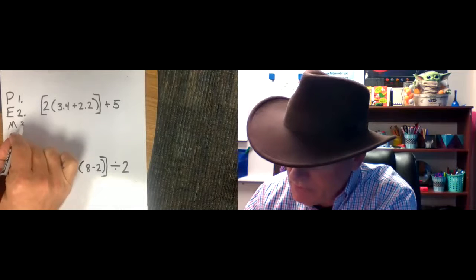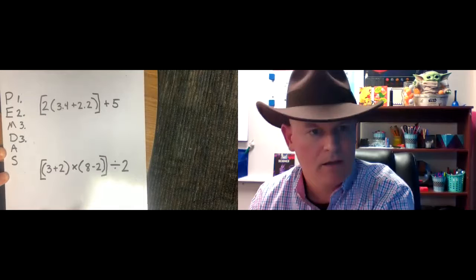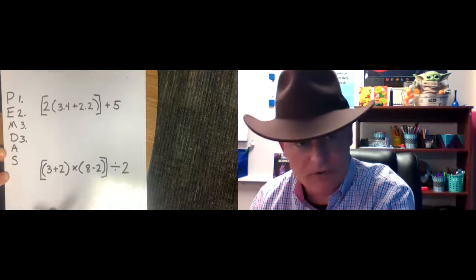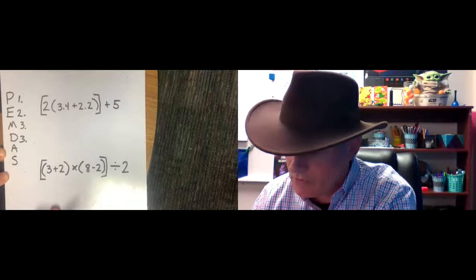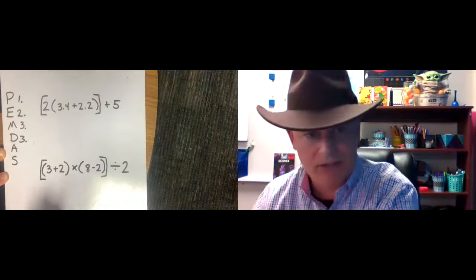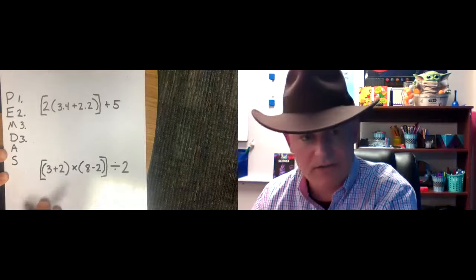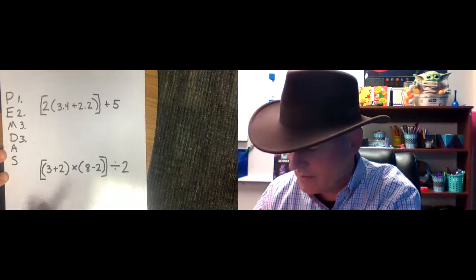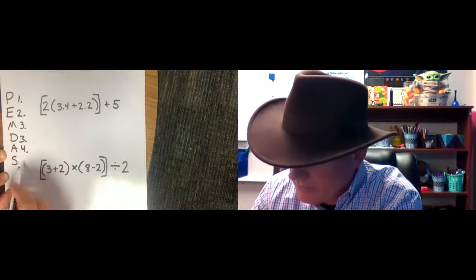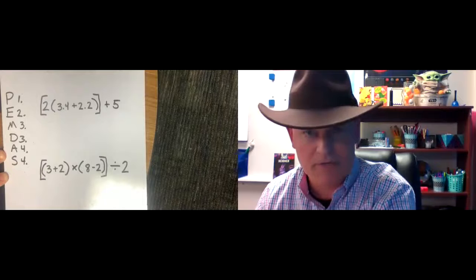Multiplication and division both get a number 3. Why is that? Because they have the same weight. We do those in order from left to right. So you could actually do a division operation before multiplication if it happens to be on the left side, reading the equation from left to right, just like we read a sentence in English. And then the fourth thing here is addition and subtraction. Again, first come, first serve from left to right.